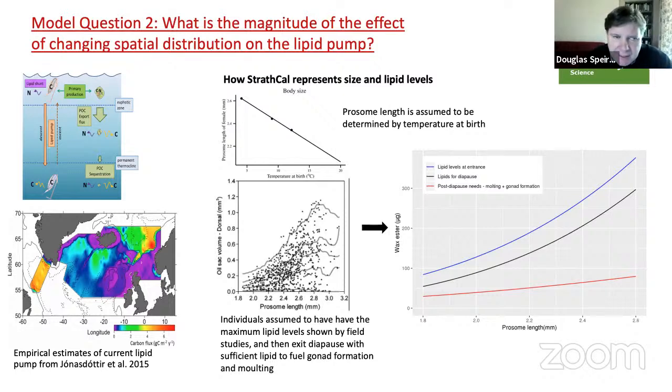So in Strathclyde, remember, we've got this relationship between temperature, birth, and prosome length. And there's a relationship between prosome length and the oil sac volume. So the bottom of the middle panels there shows you that with data. So the points are published data. There's a lot of spread here, but that's because the samples are taken from diapausing individuals, but then some of these have been down for a while and have used up some of their lipid reserves and some haven't.